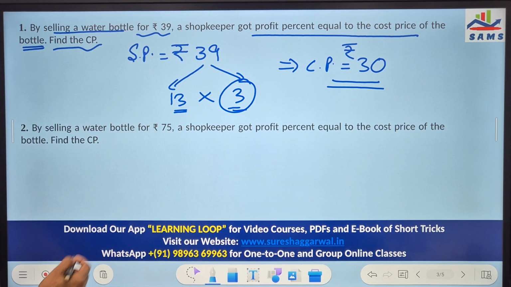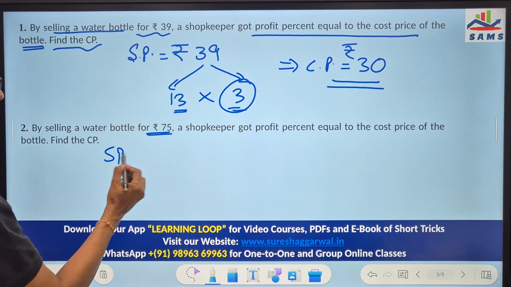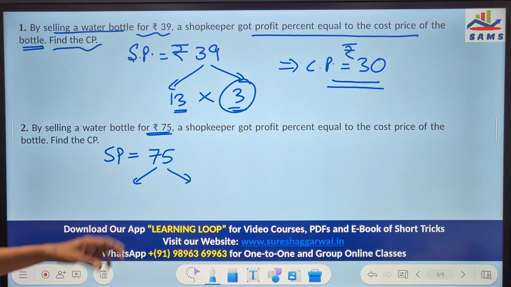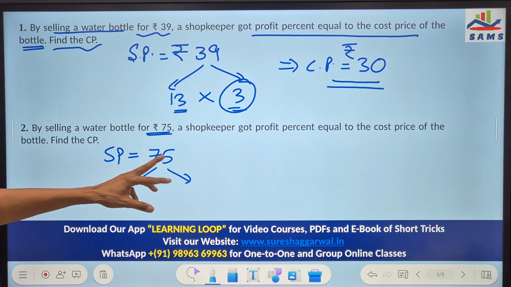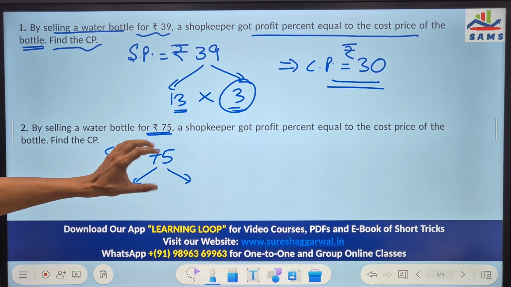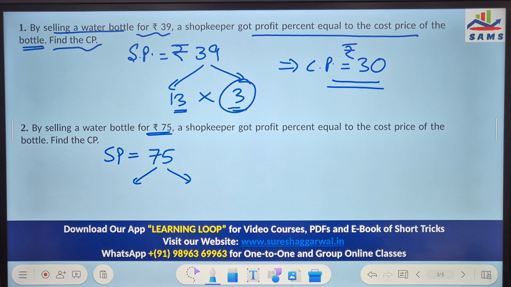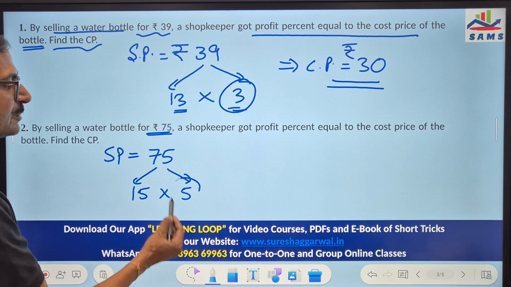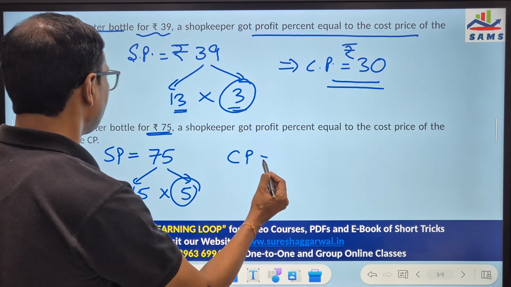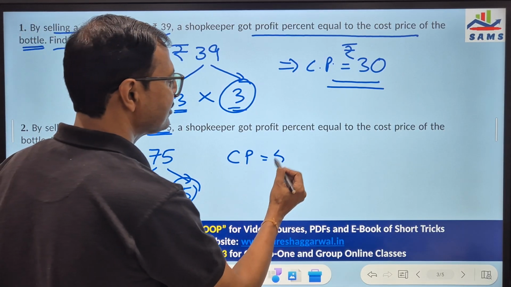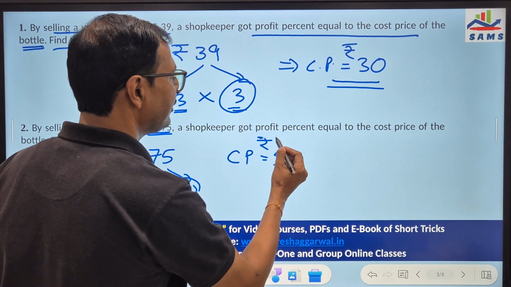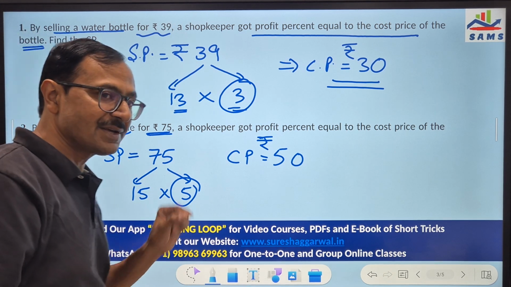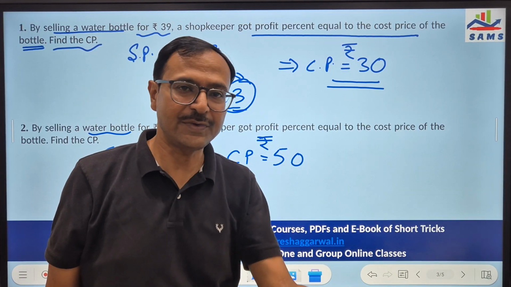Let's see another one. Here the selling price is 75. Now 75 can be written as 25 times 3 also, but 25 and 3 do not differ by 10. So we have to find some other factors like 15 and 5. 15 times 5, how much is that? 75, right? The smaller factor is 5. So the cost price of the water bottle will be 5 and a 0. So rupees 50 will be your answer. See, only these two factors are what we require.